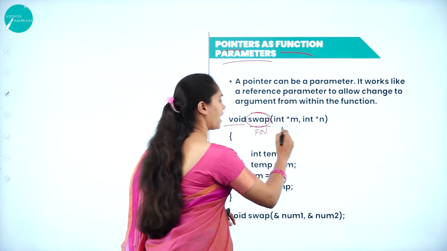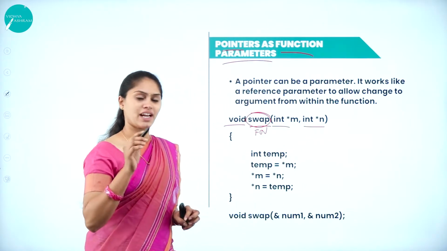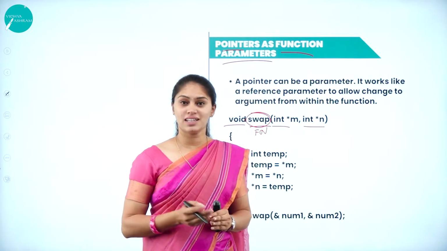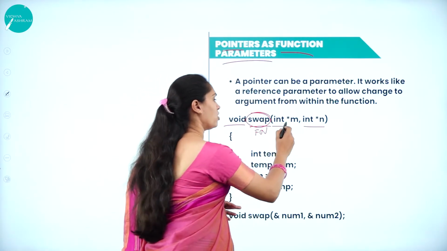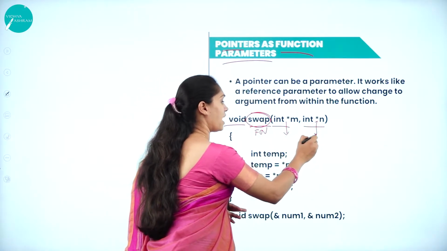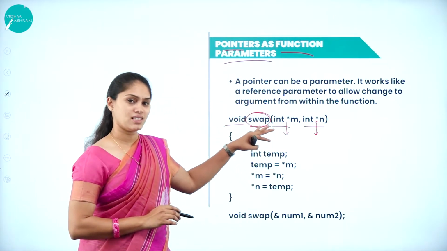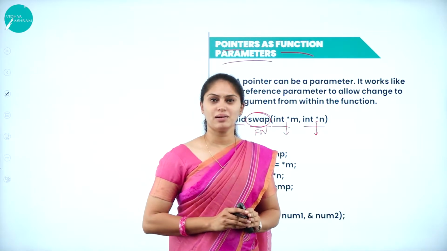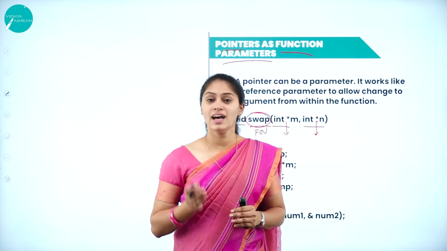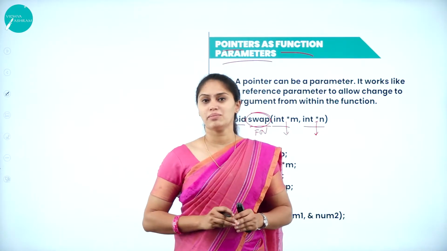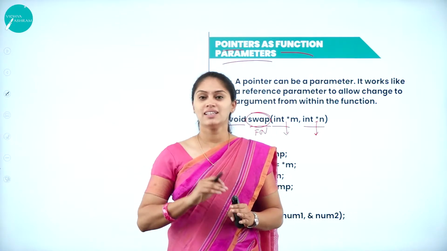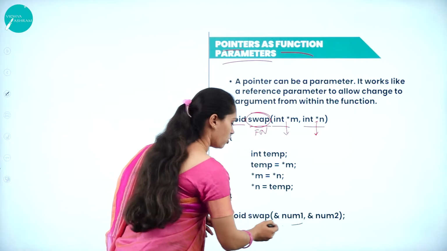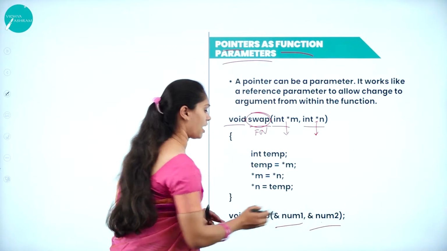Here I have two variables. Which kind of variable is it? Pointer variables. How can I say this is a pointer variable? Because here I have a star symbol that represents that this is a pointer variable. What is the usage of a pointer variable? It will hold the address of another variable. If you see here, it will hold the addresses of num1 and num2.